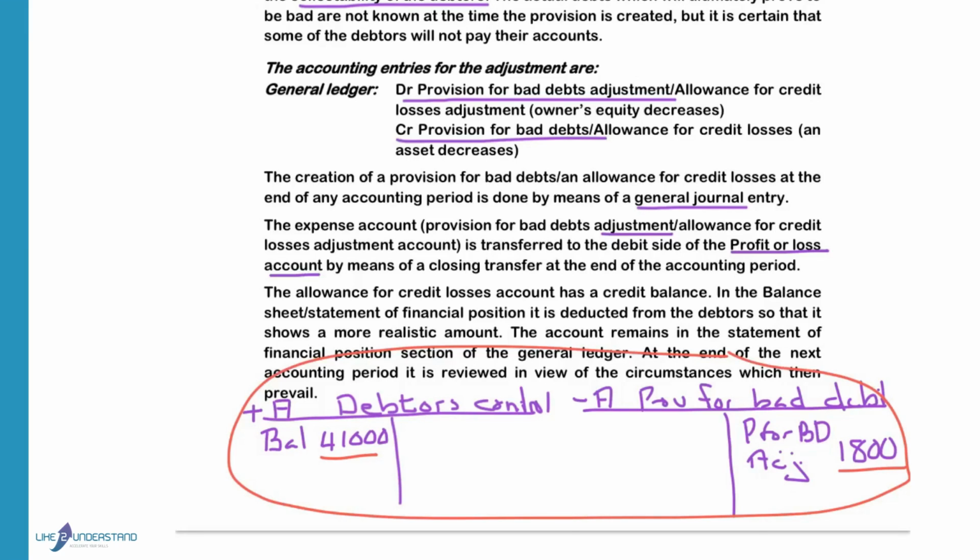The allowance for credit losses, not the adjustment account, will always have a credit balance, because that is my negative asset that will decrease my positive asset, debtors control. In the balance sheet, it is deducted from the debtors to show a more realistic amount. So in the balance sheet, we will show the debtors balance, 41,000, less provision for bad debts, 1,800. This account remains in the statement of financial position section of the general ledger. We will not take it out of the account again. This 1,800 will stay in that account until the end of the next accounting period, and then you will decide whether you want to increase or decrease it. No entries will be completed during the year in this account, only at the end of the financial period.